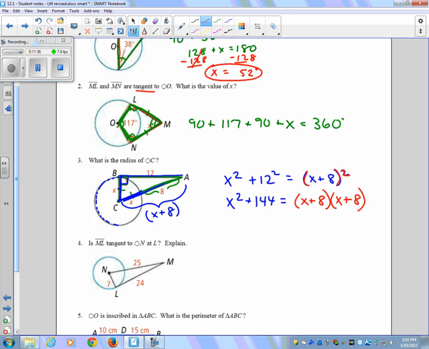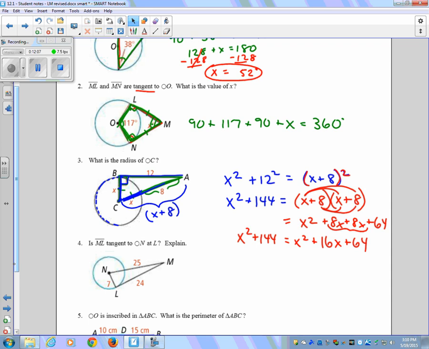Do not try to take a shortcut. You have to do FOIL here. You have to distribute, multiply everything out. x times x is x squared. x times 8 is 8x. 8 times x is 8x again. 8 times 8 is 64. So we end up with x squared plus 144 equals x squared plus 16x plus 64.